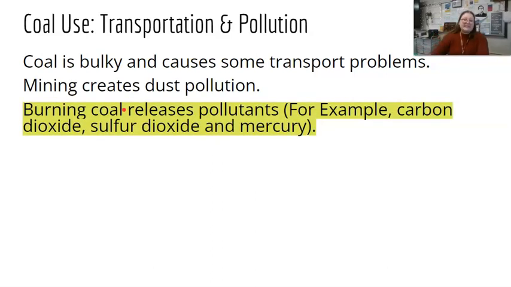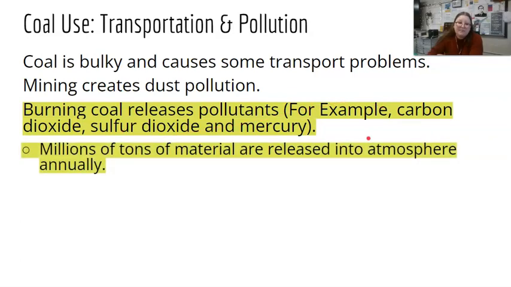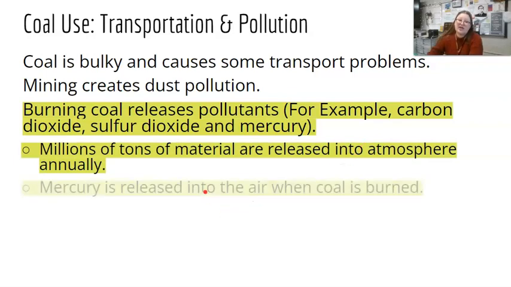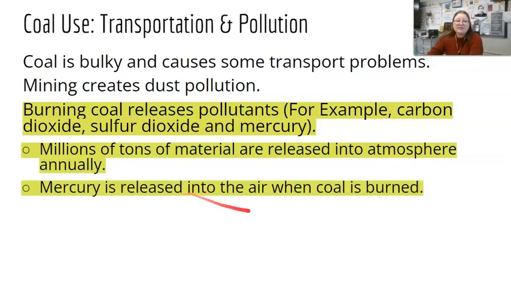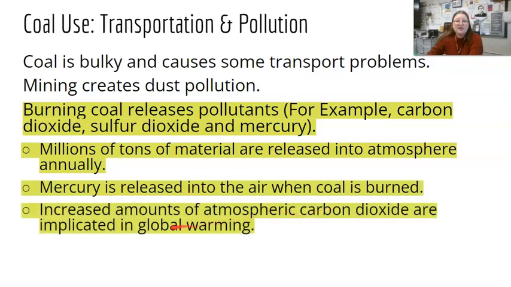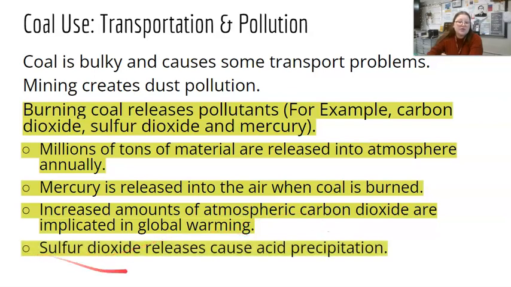Burning coal releases pollutants like carbon dioxide, sulfur dioxide, and mercury, all things we don't want too much of in our atmosphere. Millions of tons of material are released into the atmosphere annually. Mercury is released into the air when coal is burned, and increased amounts of atmospheric carbon dioxide are implicated in global warming. And then sulfur dioxide also causes acid precipitation, which we will talk about in a later lesson.